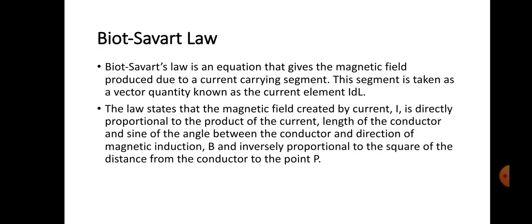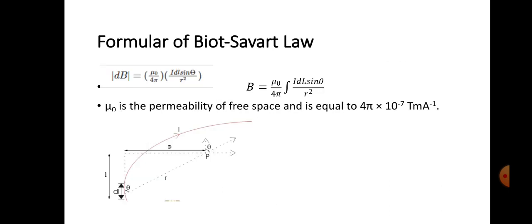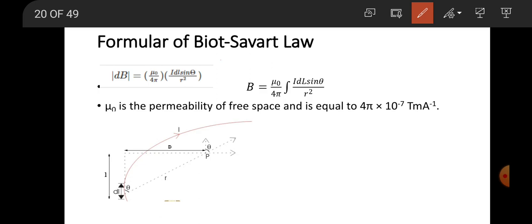This segment is taken as a vector quantity known as a current element. The law states that the magnetic field created by current I is directly proportional to the product of the current, length of the conductor, and sine of the angle between the conductor and the direction of magnetic induction B, and inversely proportional to the square of the distance from the conductor to the point P. So according to that, we have this.